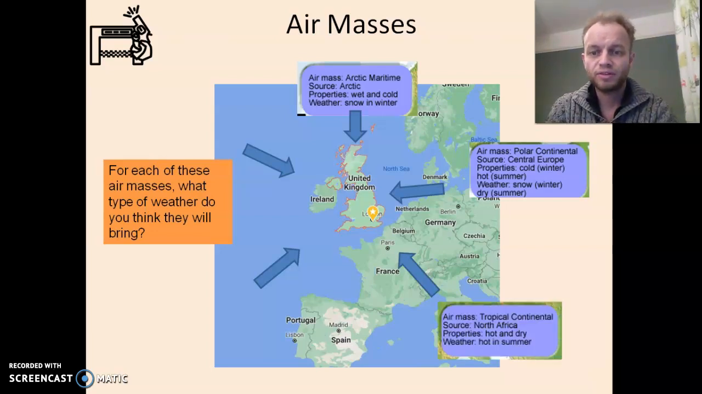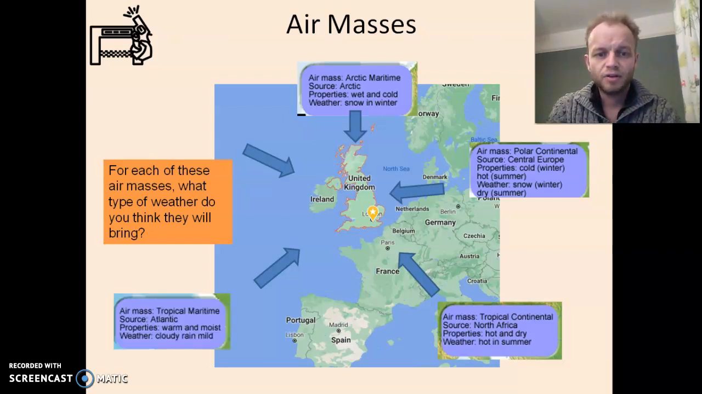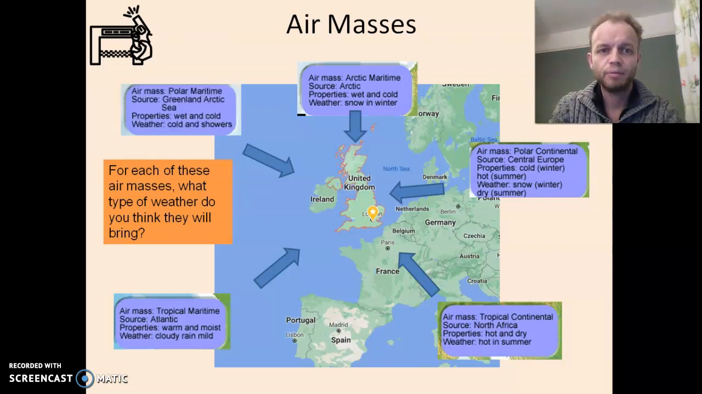Tropical continental brings us warm and dry weather. Tropical maritime brings us warm and moist weather. Okay, so lots of rainfall coming in from there. And then finally, polar maritime brings us cold and wet weather. Ugh, that's the worst, I think. Okay, so check your answers, write down your descriptions of the different types of air masses.